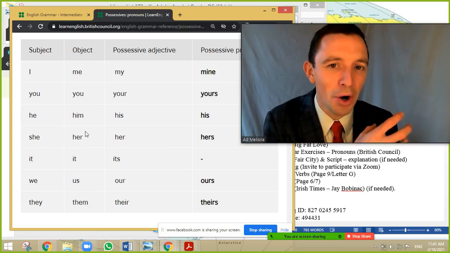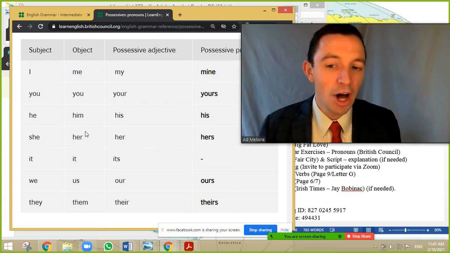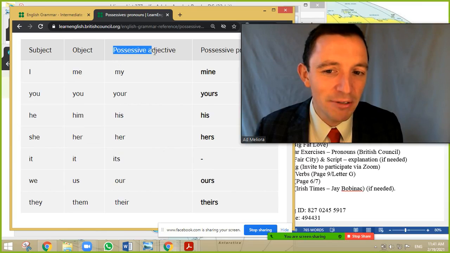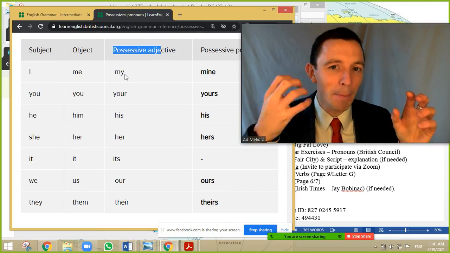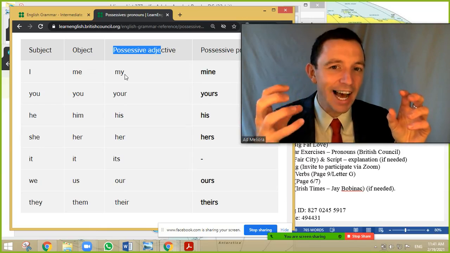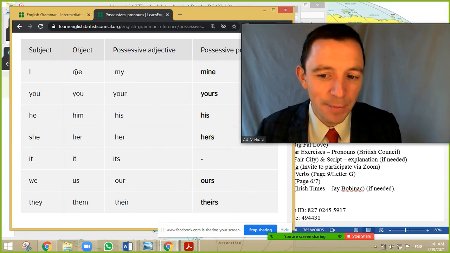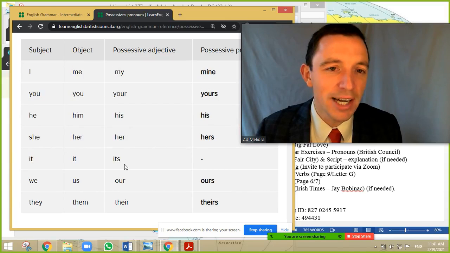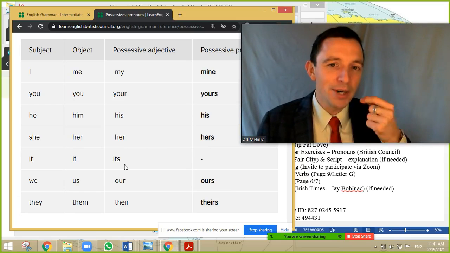That's the object pronoun. So the difference between the subject pronoun and the object pronoun. Also we have the possessive adjective, and remember the adjective is before the noun, and it's possession: my hat, your hat, his hat, her hat, our hat, their hat. So you need to be very clear with the two different categories, because this area is a big confusion for a lot of people. It's so simple, but it's so important.